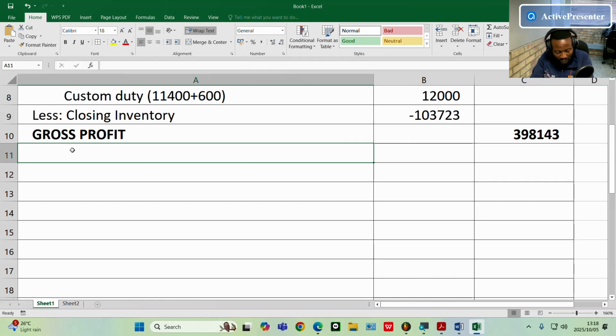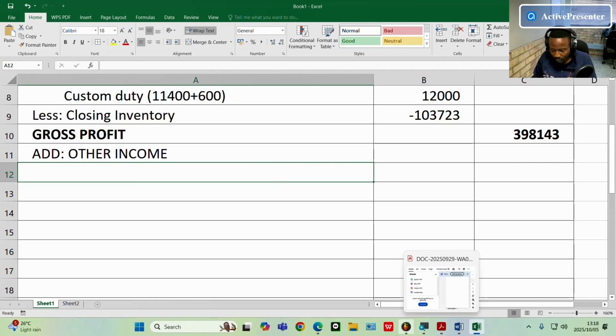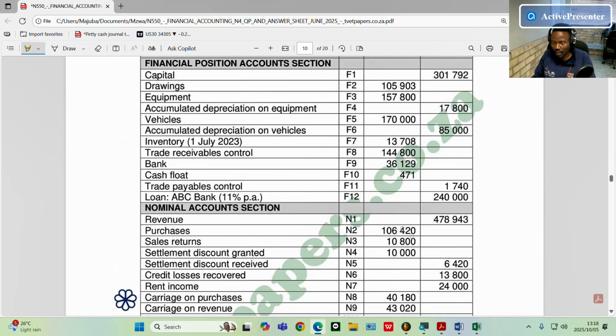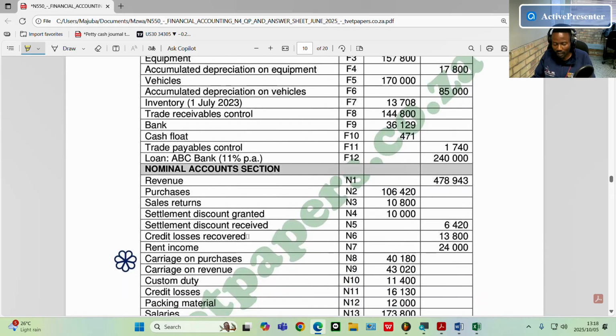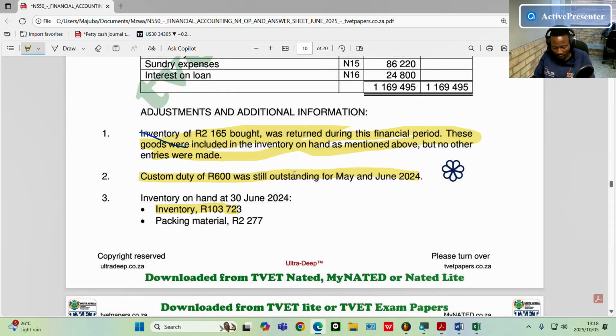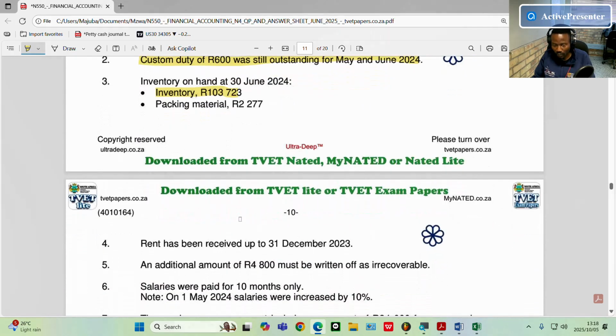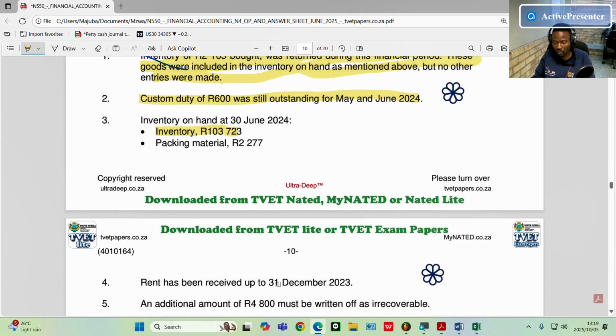So moving forward, we are going to be adding other income. So I'll just browse through the credit side of the trial balance, the nominal account section. And yeah, I do see credit losses recovered, which is income. And I also see rental income. So let me just check, are there any transactions that could be income? Okay. So rental has been received up to 31 December 2023. So we're still going to explore that. We know that rental income is not the final amount, so we still need to do a calculation.